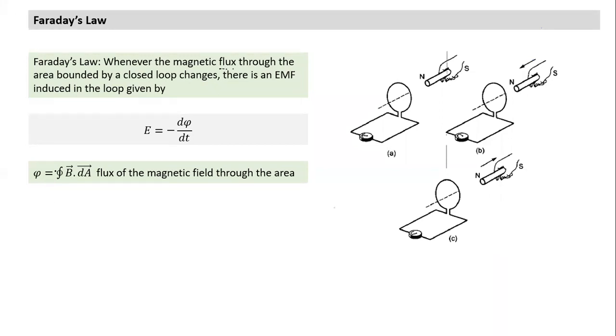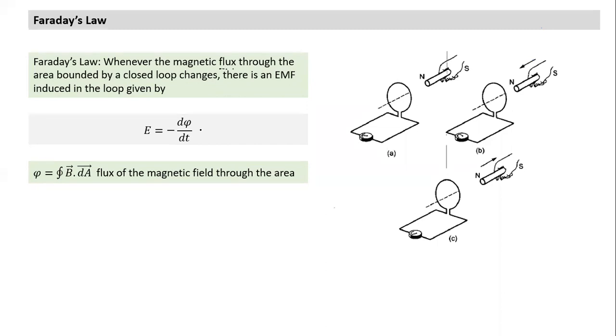And what does the circle indicate here? It is over a closed loop. B dot dA, not a closed surface. This is over a closed loop. It is equal to the flux of magnetic field through the area. So we'll see later. We already know how to calculate flux for electric field. In a similar way, you can calculate the flux due to magnetic field as well.